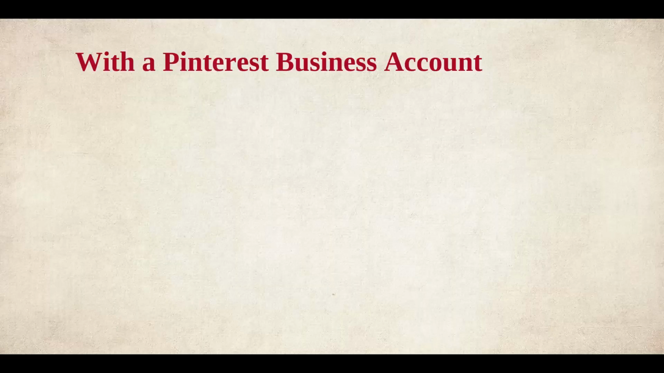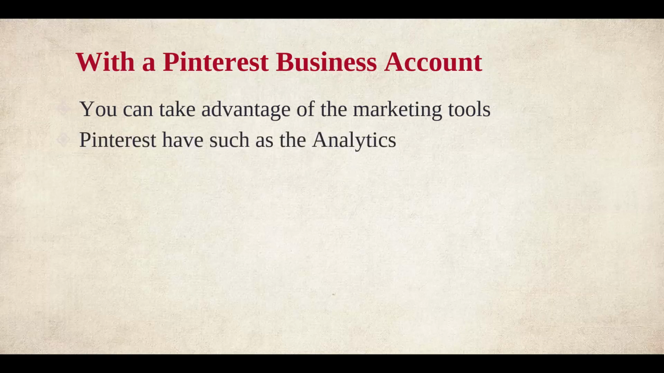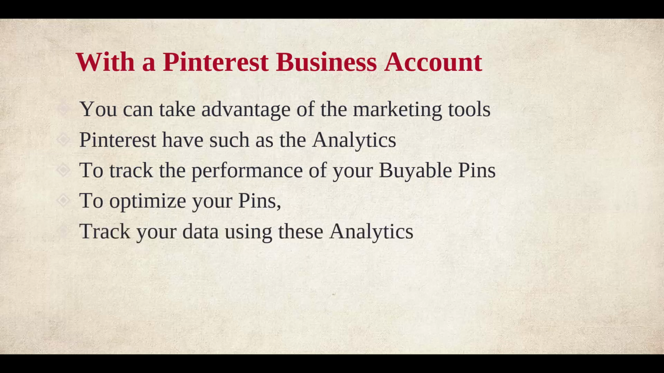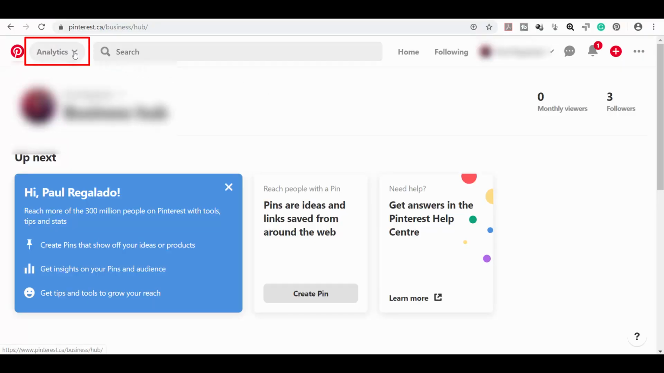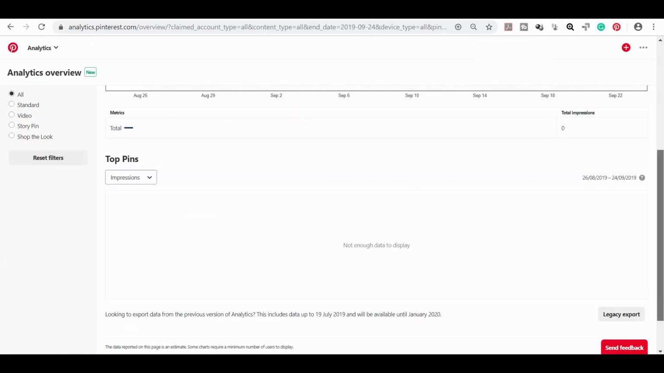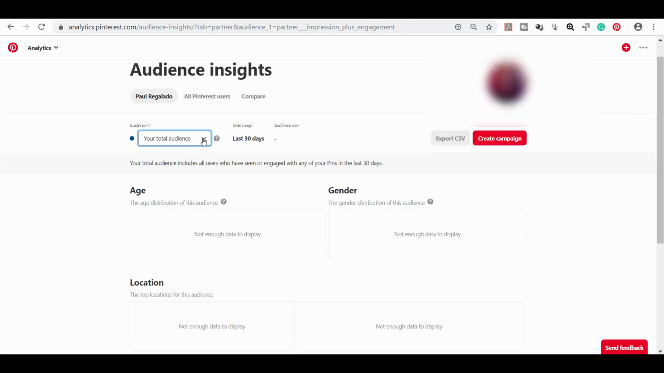With a Pinterest business account, you can take advantage of the marketing tools that Pinterest has, such as the analytics to track the performance of your buyable pins. If you want to optimize your pins, you have to track your data using this analytics. You can view your analytics here. Here's the overview. Now, here's the audience insights. Here you can view your total audience, age, gender, and location.